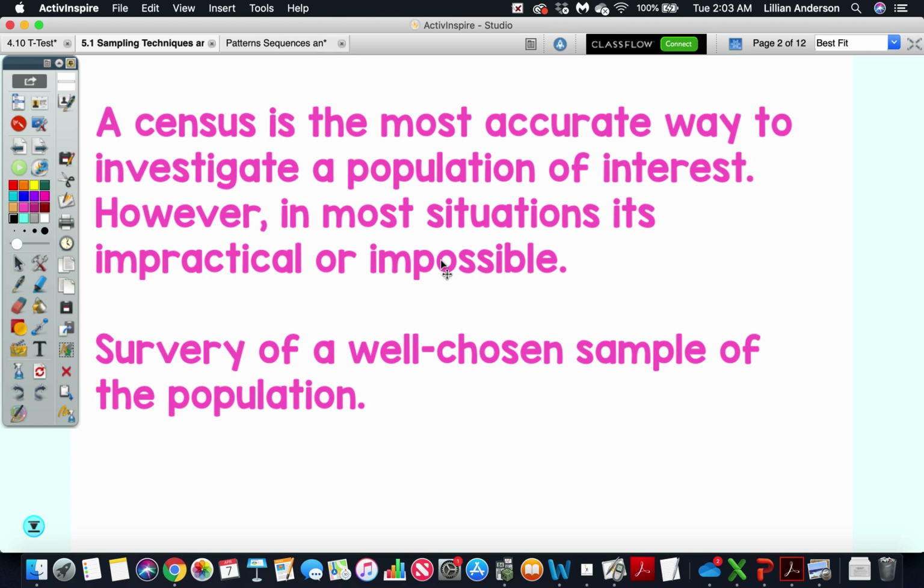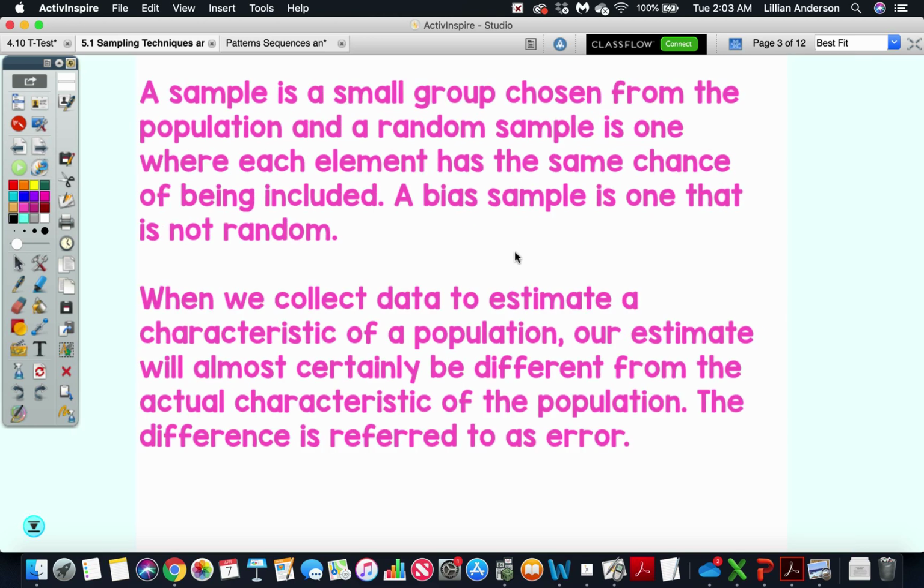Okay, instead, a better way for them to get information probably would be to conduct a survey of a well chosen sample of the population. But when you think about the U.S., what really is a well chosen sample? But we'll talk about a sample right now. A sample is a smaller group chosen from the population. Okay, so maybe instead of the government trying to collect data from every single human, maybe they can just collect it from certain people from each of the states.